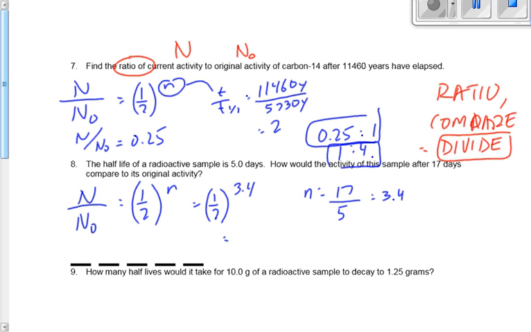And that gives me a number of 0.0947. So you could say 0.0947 to 1, or what I said was the activity is 9.47% of the original activity. As a ratio, we don't express it as a percent, but when we're asked to compare, a percent is fine. How many people got that one? For those of you who struggled a little bit with some of these questions, is it making a little bit more sense?